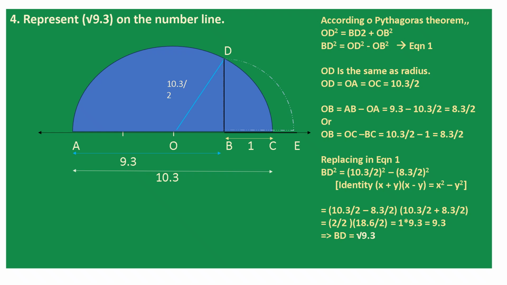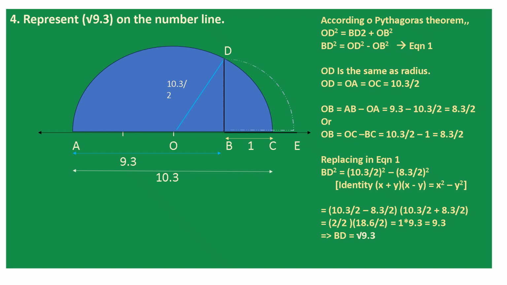Look carefully. ODB is a right angle triangle. Now, we can make use of the Pythagoras theorem. We need to find OB. OB is nothing but OC minus 1. Follow the derivation as it is given on the slide. And hence OB is nothing but 8.3 by 2. Now BD squared is equal to OD squared minus OB squared, which is equal to square root of 9.3. This you can find out from the derivation as it is given.